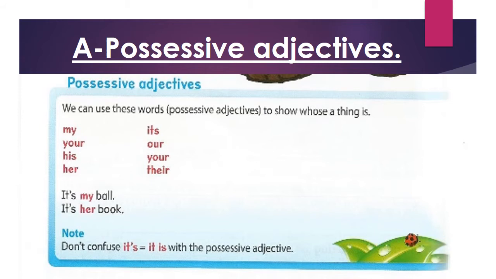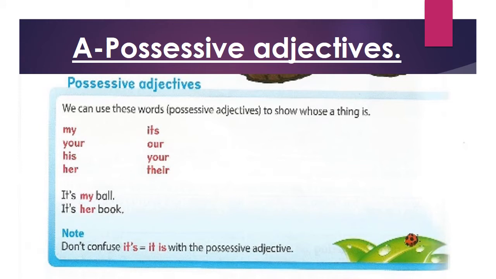If the pen belongs to a woman, girl, female in general, I'm going to say her pen. Okay, if the thing belongs to an animal or thing or an idea, I'm going to say its. If the pen, for example, belongs to us, me and you, I'm going to say our pen. So if the thing belongs to some people, not including me, I'm going to say their pen.